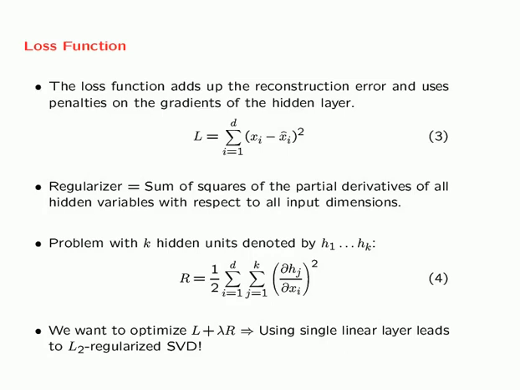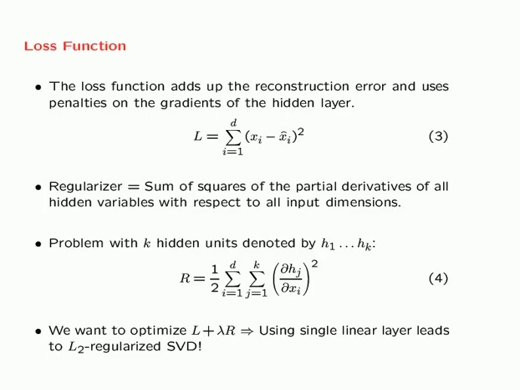And the regularizer here is the sum of squares of the partial derivatives of all hidden variables with respect to all input dimensions. So what is this? This is basically the Frobenius norm of the Jacobian. So if you have the input and the hidden layer with respect to the input, you can create a Jacobian, and you're taking the Frobenius norm of that entire Jacobian matrix. So here what you have is that you have k hidden units denoted by h1 through hk, and you're taking all the partial derivatives with respect to all the d inputs.